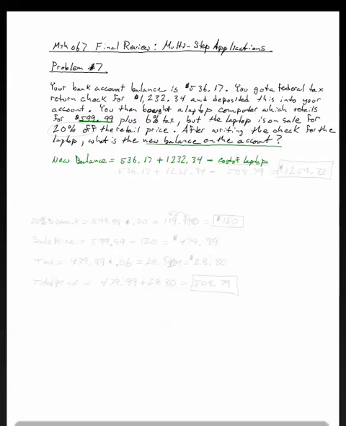It was $599.99. And we also know that we get a discount of 20% off of that price. So let's figure out the discount first. And this is a 20% discount. So that's going to be $599.99 times 20% as a decimal, which is 0.20.